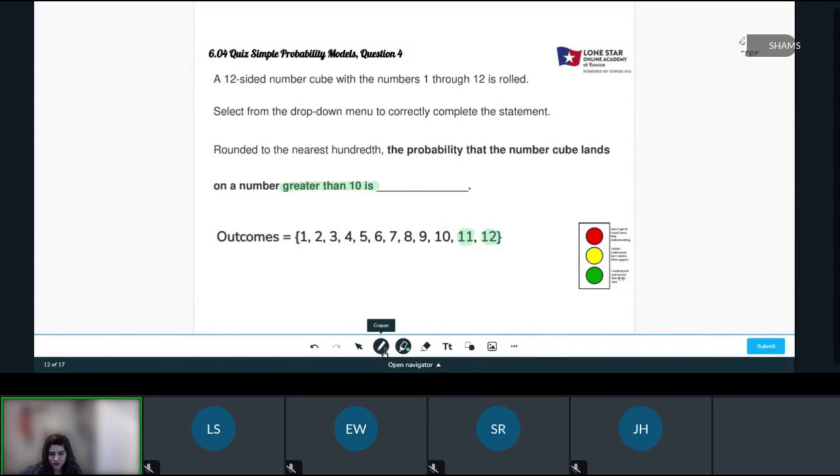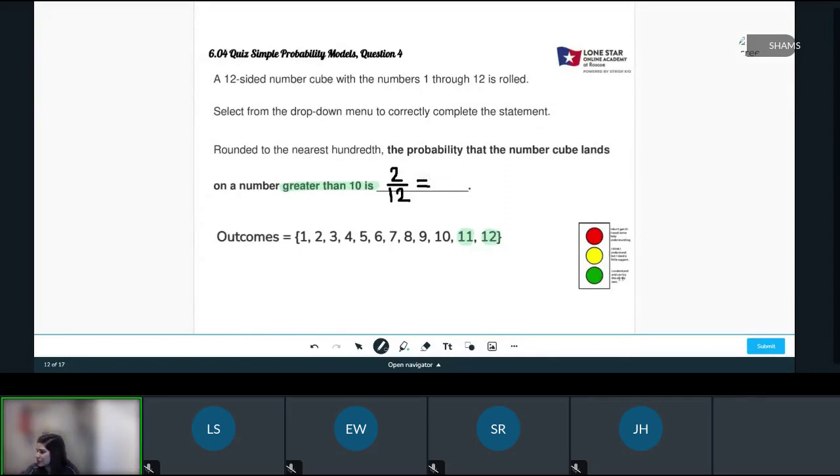So those are 2 numbers, right? Probability of numbers greater than 10 are 2 numbers. 2 out of 12. And then divide. 2 divided by 12. Because they want answers in terms of decimals. How much is 2 divided by 12?